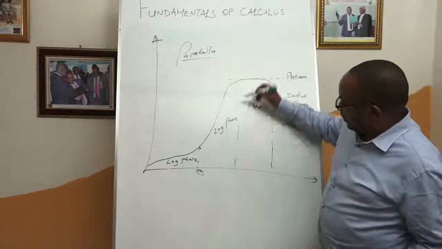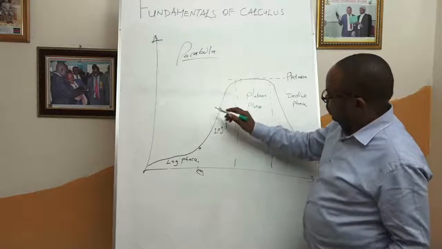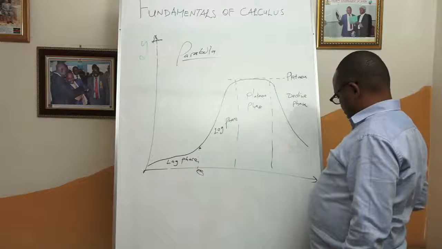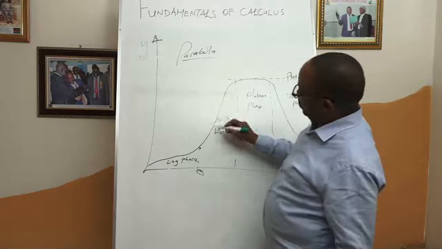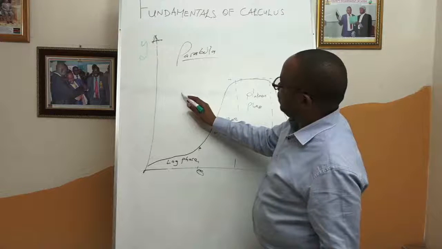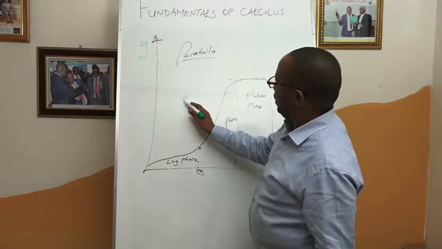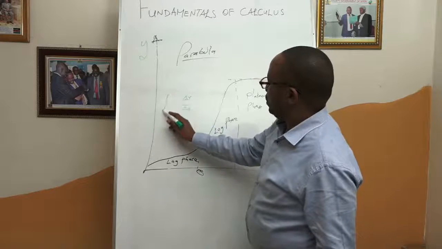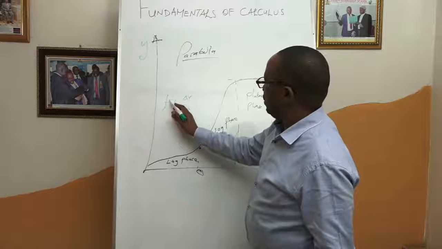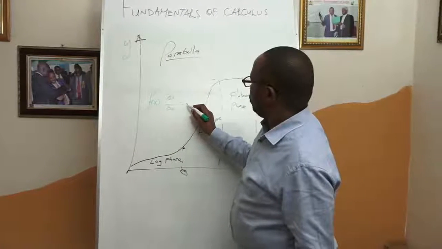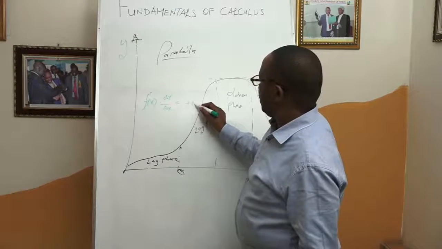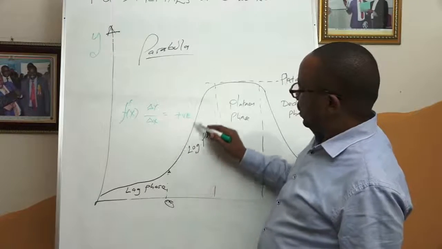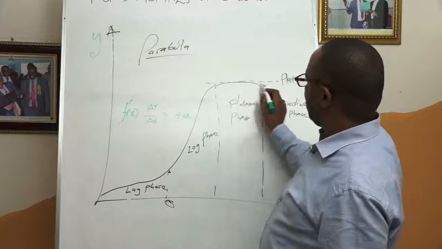During the log phase, the derivative, change in Y over change in X, which is a function of X and is F prime, is going to be a positive answer.